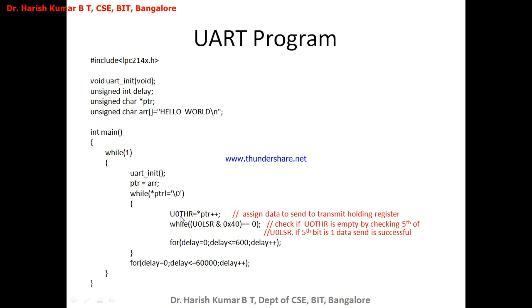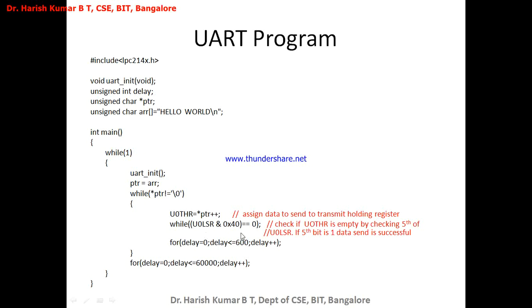Now ptr is pointing to H, not equal to the null character, so true. Now we are inside the loop, and *ptr++ is assigned to U0THR. What is this U0THR? Transmit holding register. That means now I want to transfer H to the device. Where do I have to write? I have to write it to U0THR. Now H is written to the register U0THR. The moment it is written, it will start sending to the other device. This is post increment, so ptr is automatically incremented after H is written to this register, and points to the next character, E.